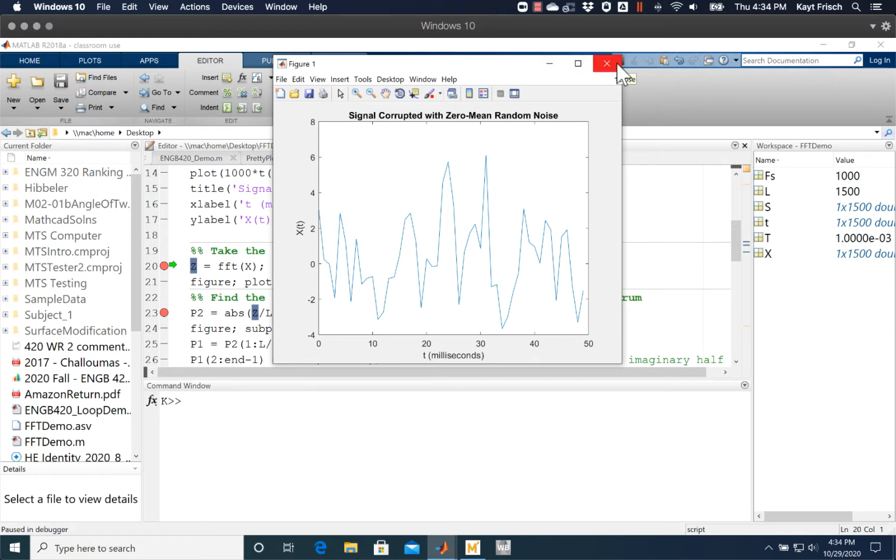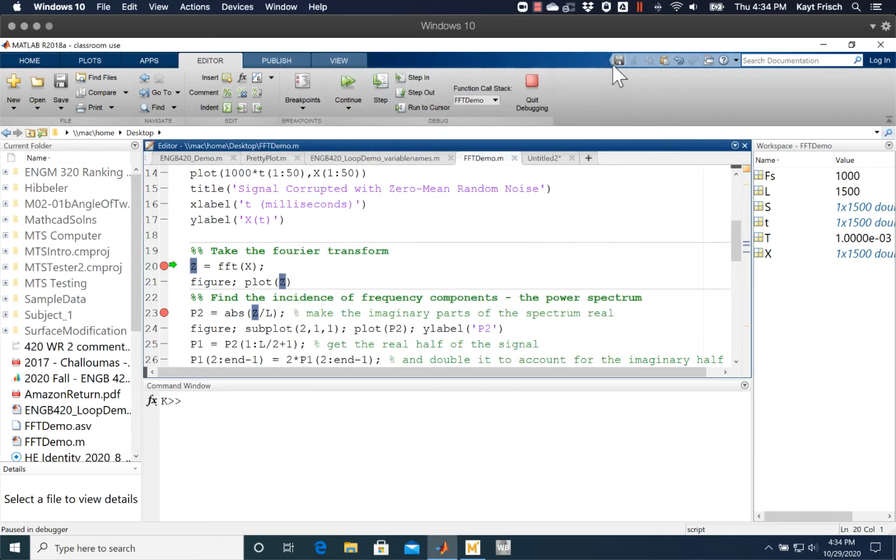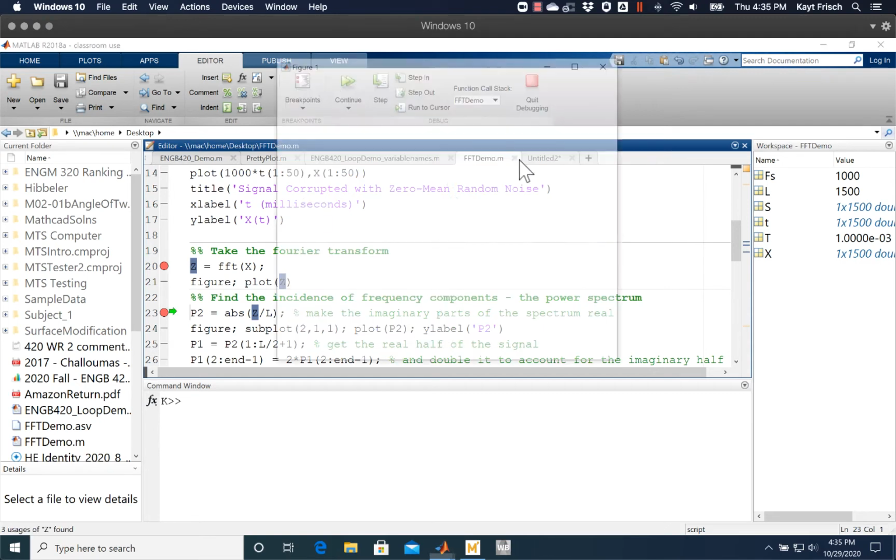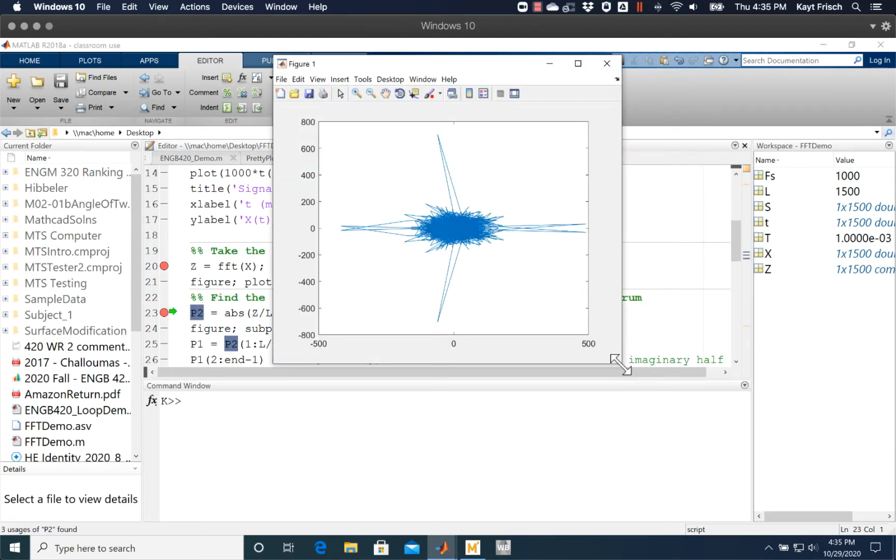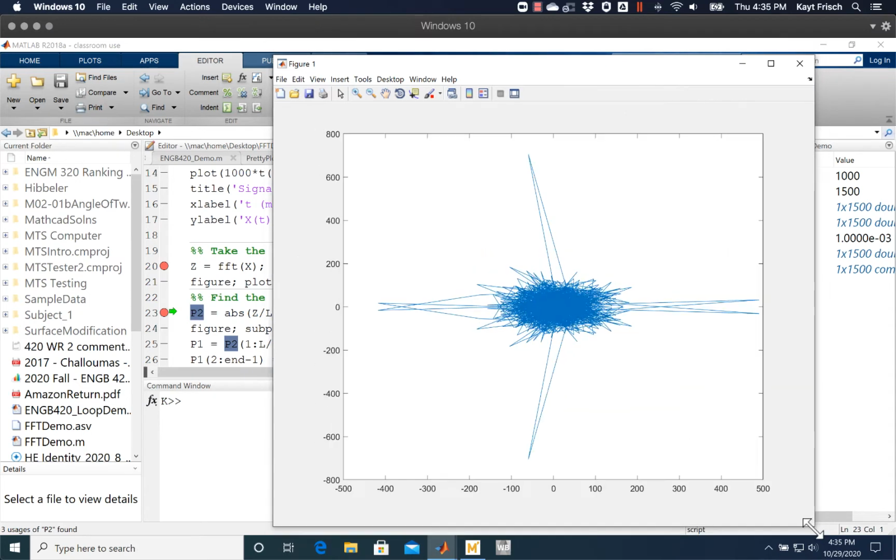So to figure out what those two frequencies are that the signal is based on, we can do a frequency decomposition using the Fourier transform. So that's the first thing we're going to do here. We're going to use the command FFT, and our signal is X. We'll go ahead and do that, and we'll plot the results. And you can see that you get this weird looking mess here.